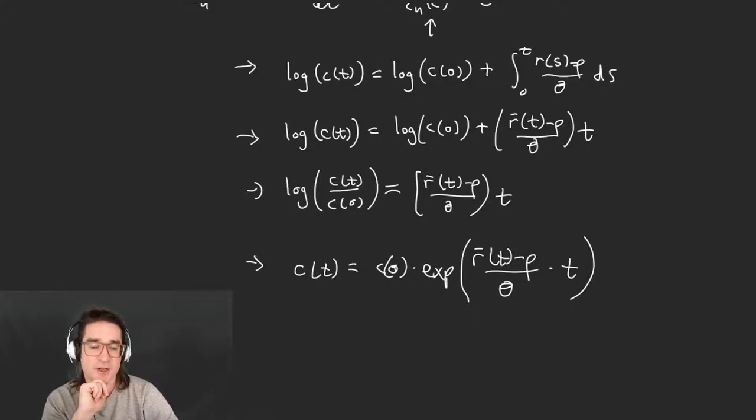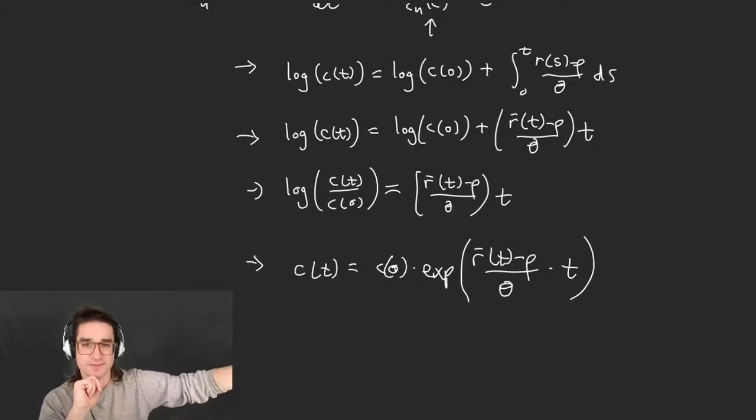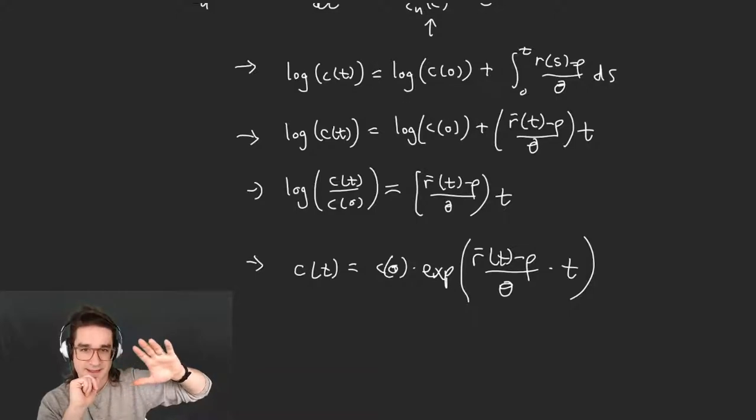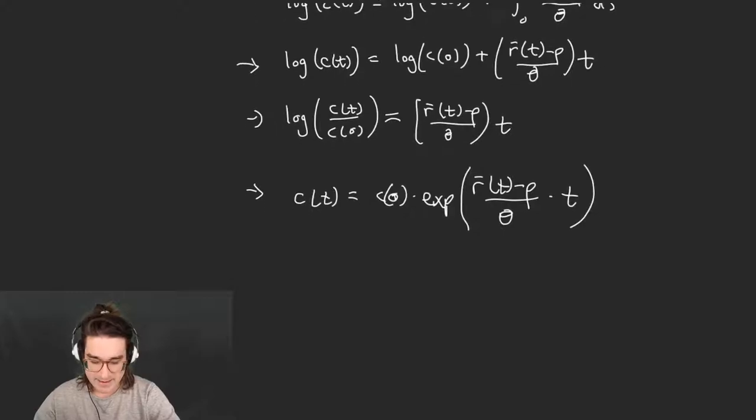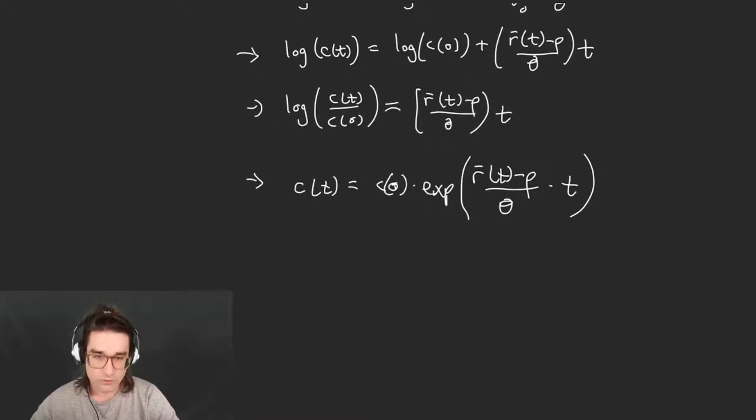Okay, but you're going to converge to something. R bar is going to converge, okay? And then C of T is going to converge to C star. What's not going to happen is it's not going to explode. It's going to converge to some fixed constant, all right?